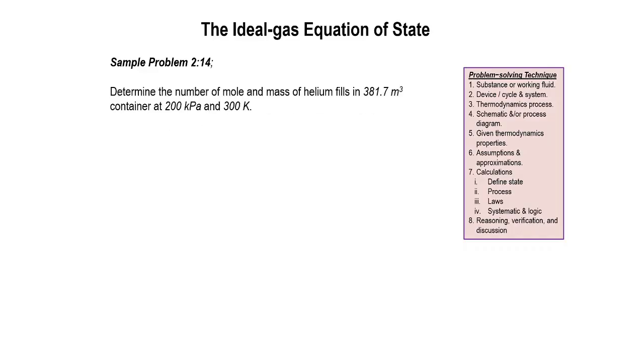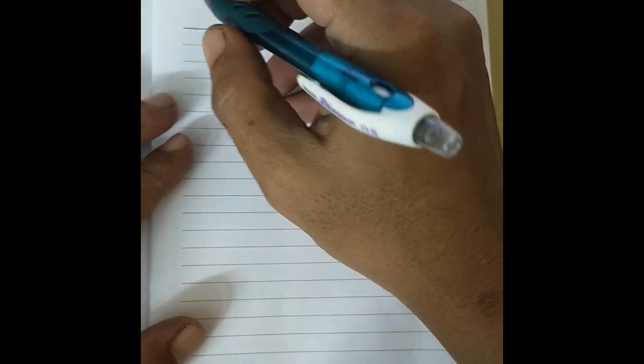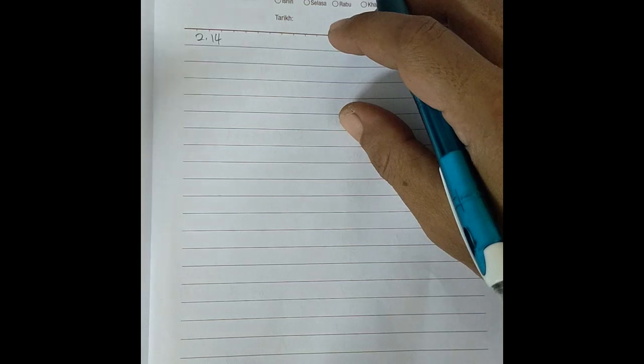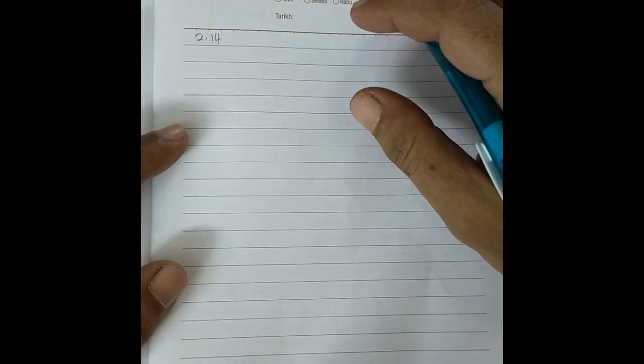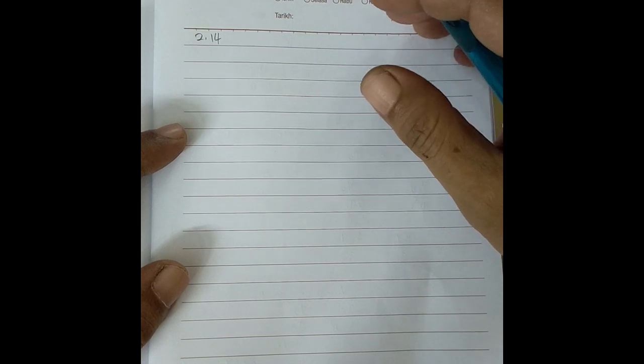Example problem 2.14. Okay, sample problem 2.14. Determine the number of moles and mass of helium filled in a 381.7 meter cube container at 200 kilopascal and temperature of 300 K.